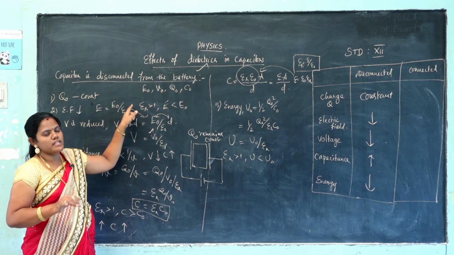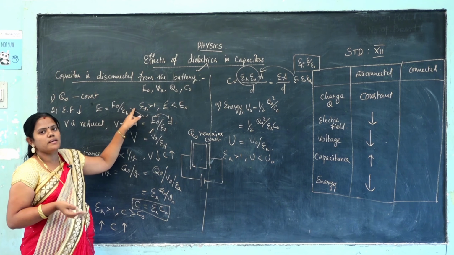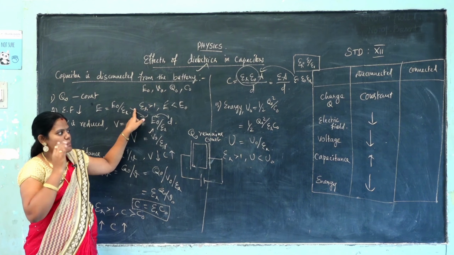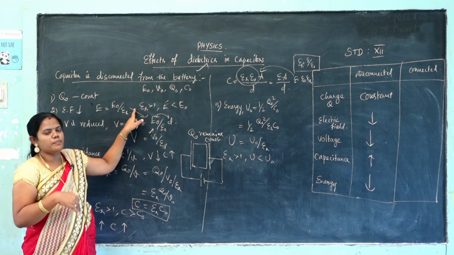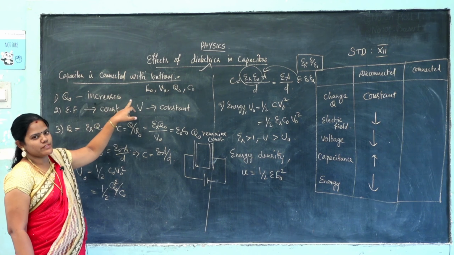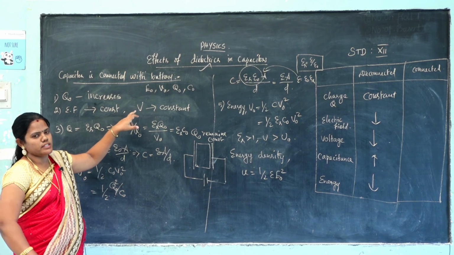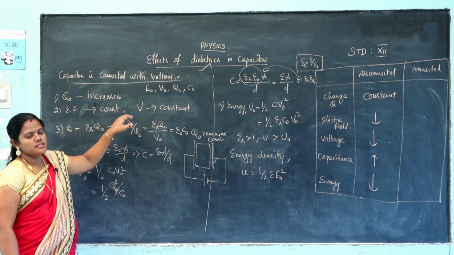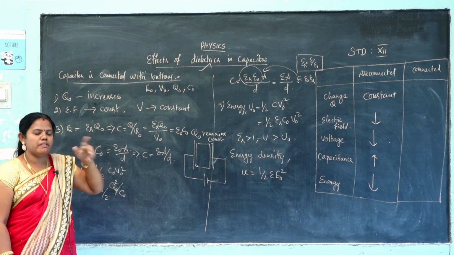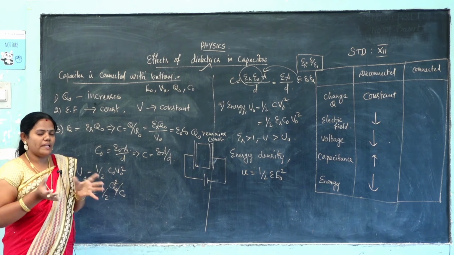The dielectric will be inserted into the capacitor, but the battery will remain continuously connected. You keep the battery connected and insert the dielectric; let us see what happens. Now we will look at capacitors connected with a battery, where the dielectric is inserted between the plates of the capacitor. The battery stays connected, but you insert the dielectric between the two plates.